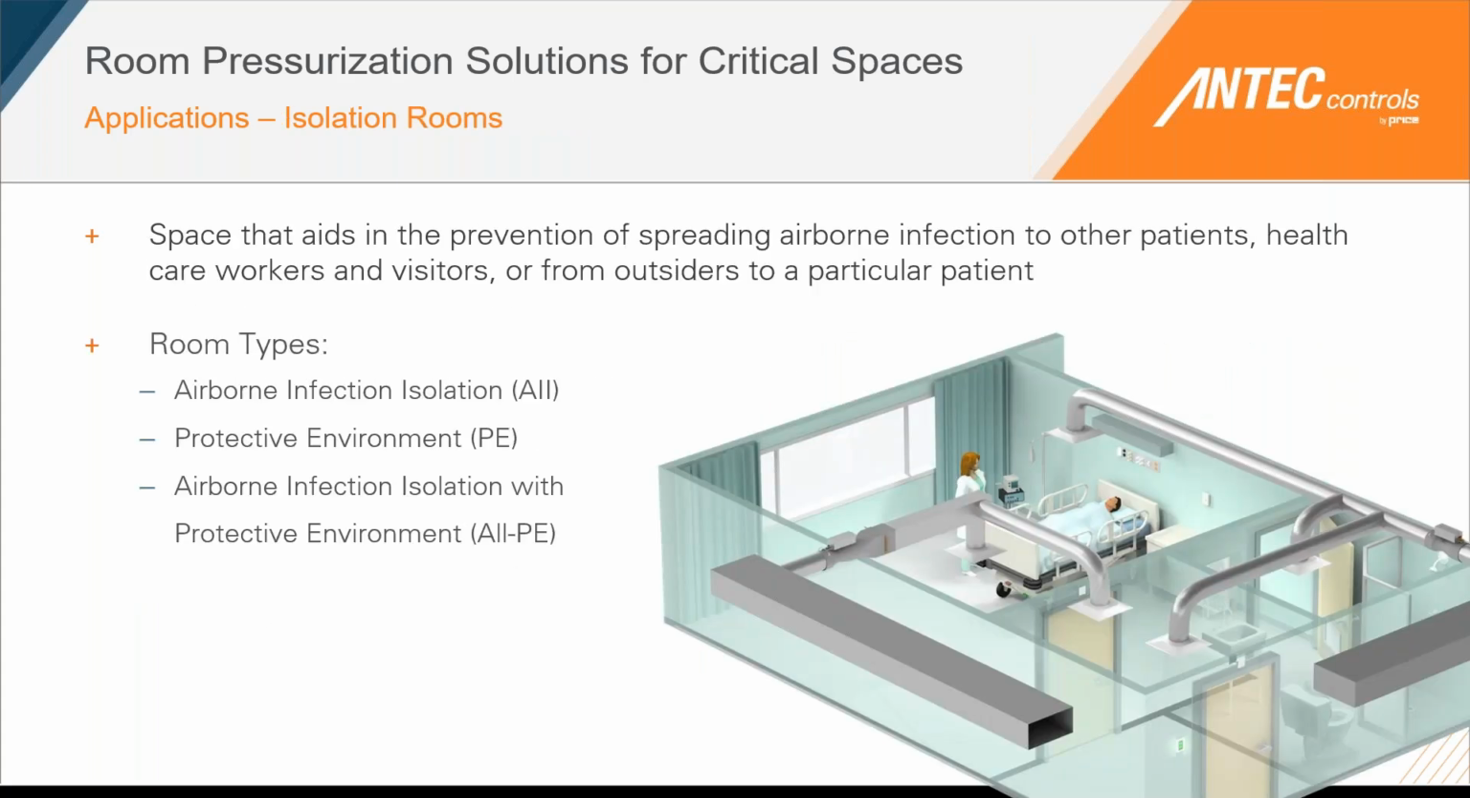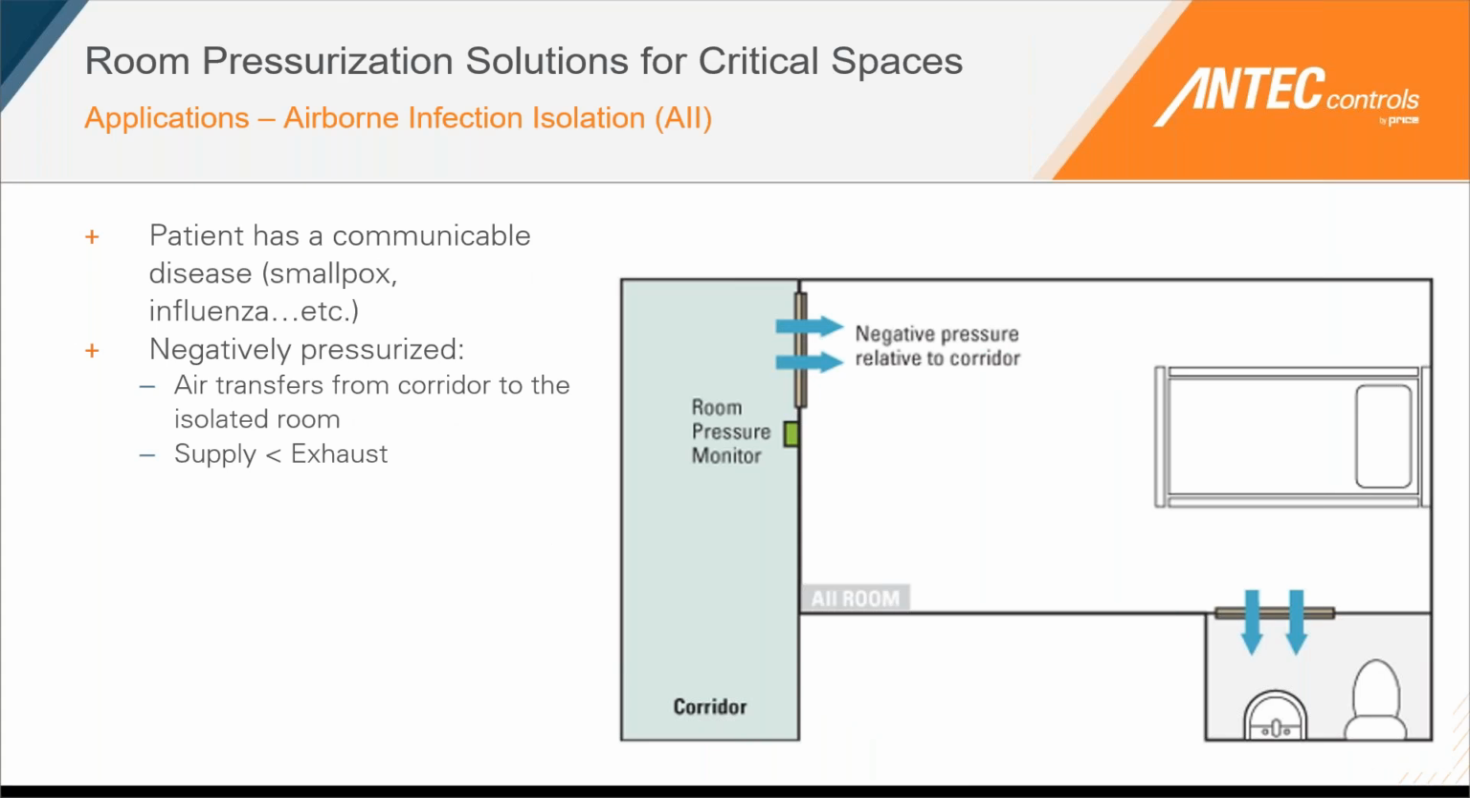So the next application we're going to talk about is isolation rooms. These are spaces that aid in the prevention of spreading airborne diseases to other patients, healthcare workers, and visitors. The types of isolation rooms you might see are airborne infection isolation rooms, protective environment isolation rooms, and then lastly, an airborne infection isolation room with a protective environment. So we're going to break down the requirements for all of these different types of isolation rooms.